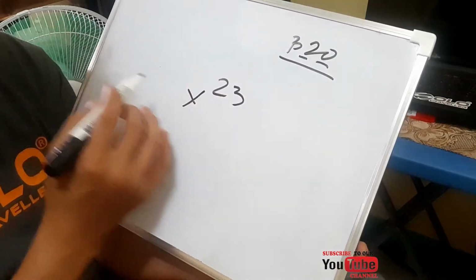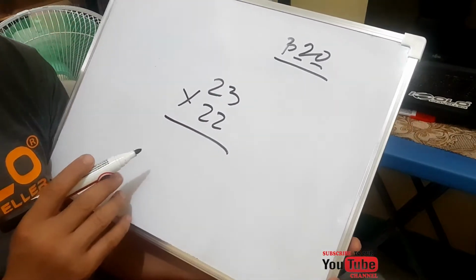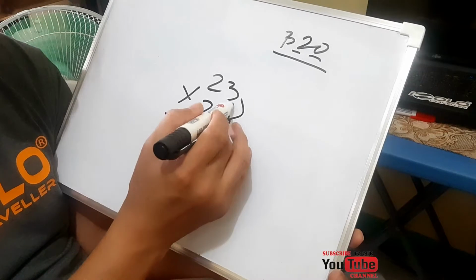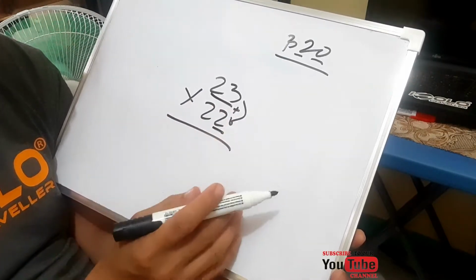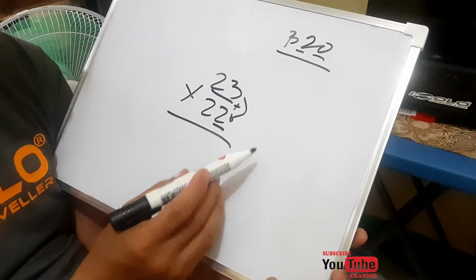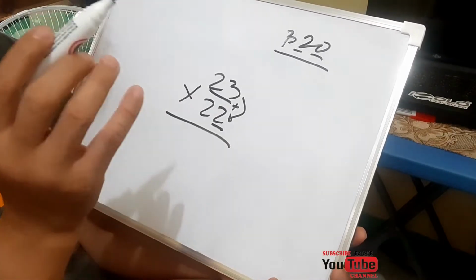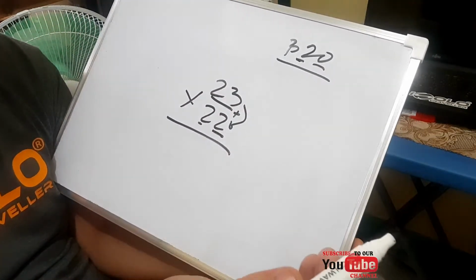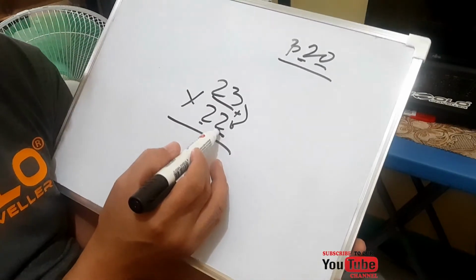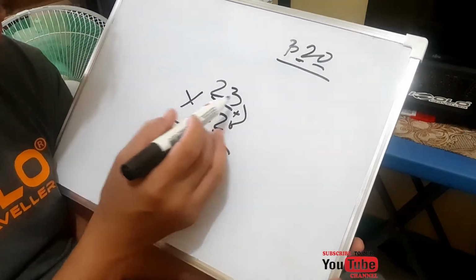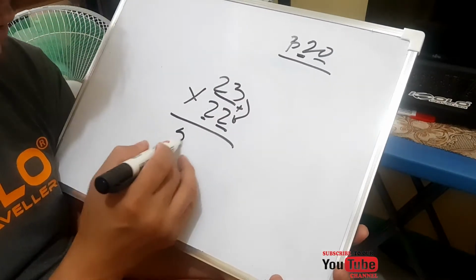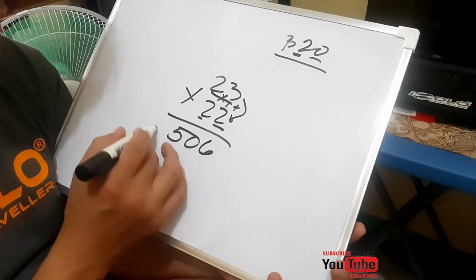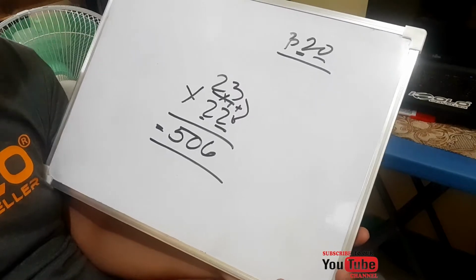23 times 22. 23 plus 2, 25. But before you put 25, you must double it up because we are in base 20. So mean to say you have to double it up. 25 times 2, because we are in base 20, 50. And multiply this. 2 times 3, 6. And your answer is 506.